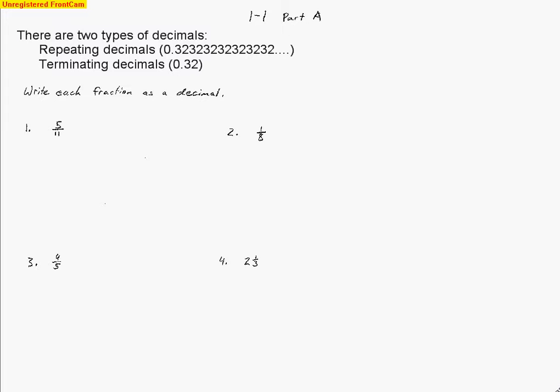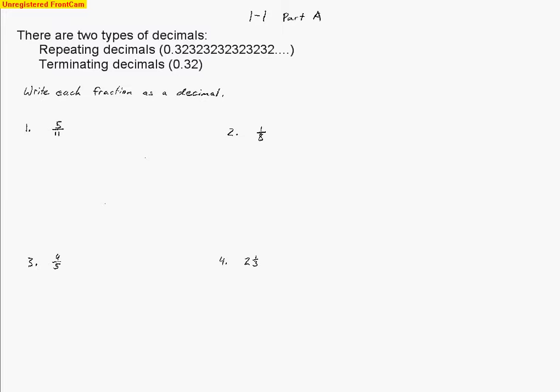This is the lesson for 1-1, which is dealing with rational numbers. And our essential question today is, how do we write a rational number as a decimal? And tomorrow we're going to be looking at how to write a rational number as a fraction. And so let's take a look at decimals.